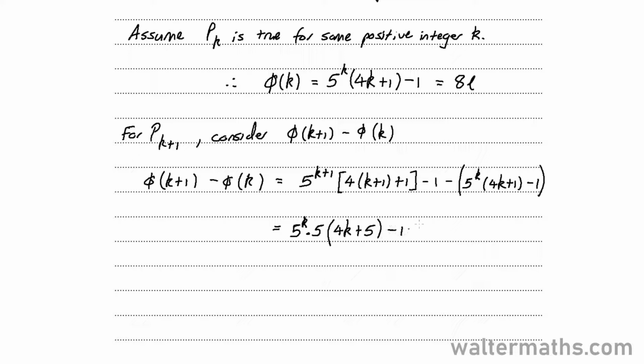it's minus 1, and it's going to be minus 5 to the power of k of 4k plus 1, and it's going to be plus 1. So next I'll be having 5 to the power of k, and multiplying 5 into the bracket, I get 20k plus 25, and here minus 1 plus 1 give us 0. So I'll be left with minus 5 to the power of k of 4k plus 1.